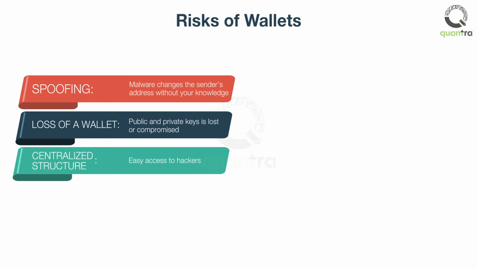Centralized structure: this structure provides easy access to hackers, who can identify wallets with significant amounts of money, and can compromise their sensitive information and holdings.